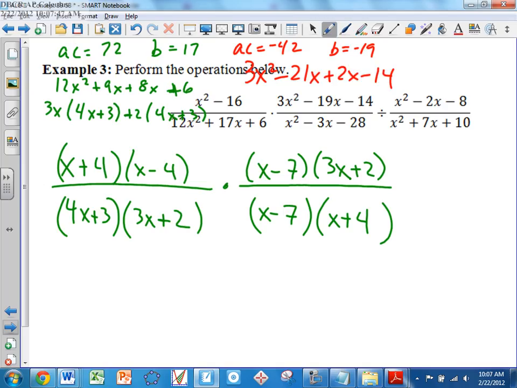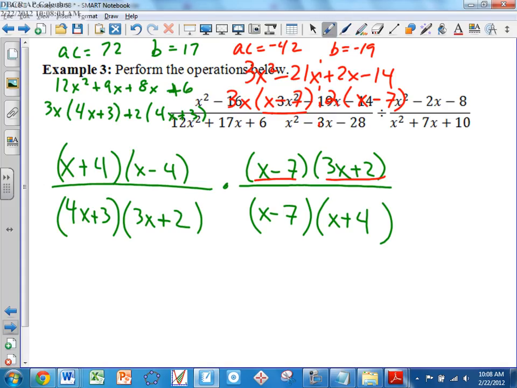In the first two, I'm going to break this down. I'm going to factor out a 3x. I'm going to see that I'm left with x minus 7. And here I'm going to factor out a 2, and I'm left with x minus 7. 3x plus the 2 gives me the 3x plus 2. X minus 7 gives me the x minus 7.